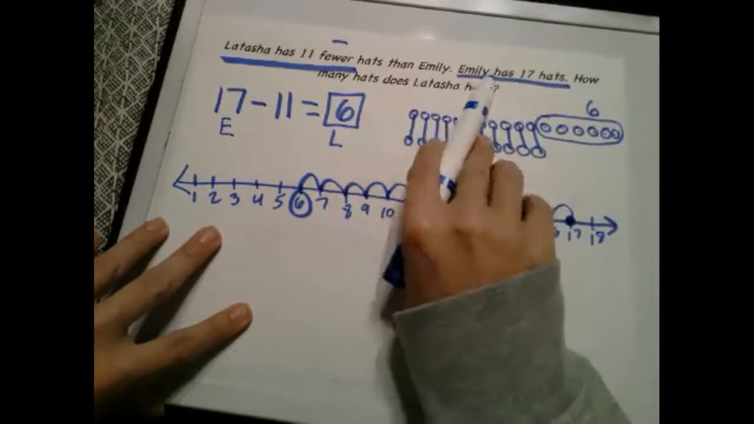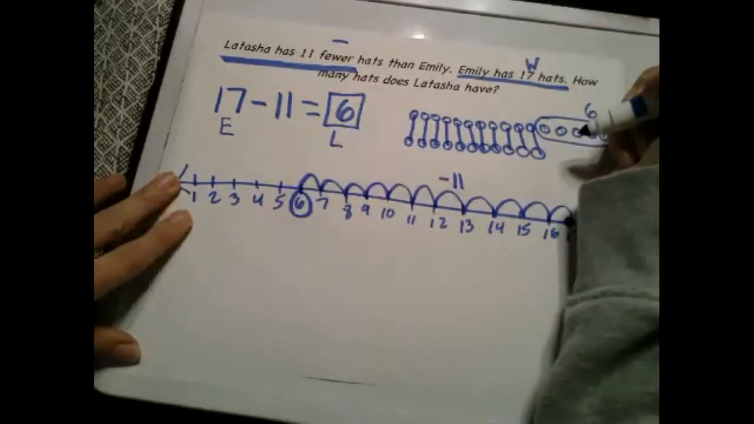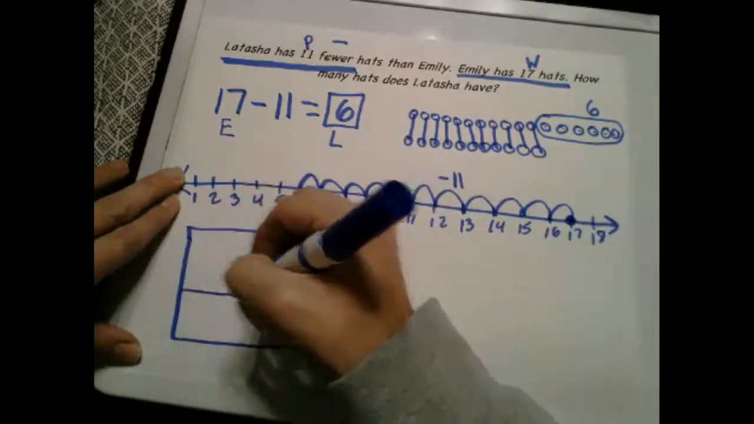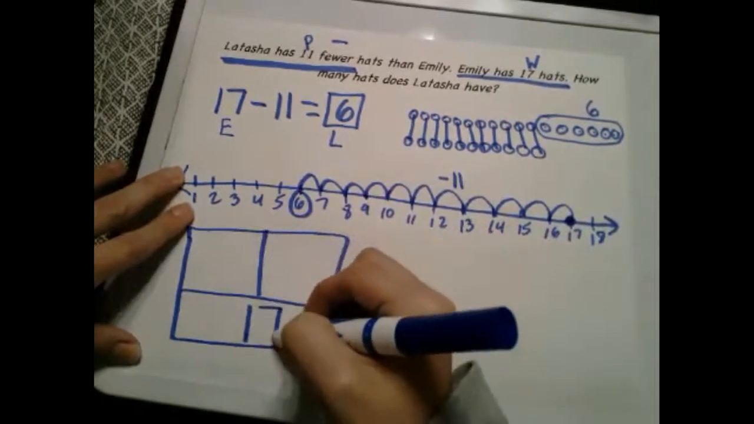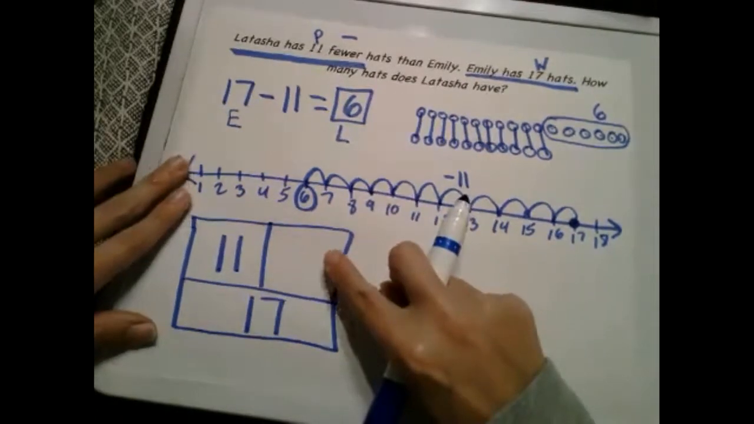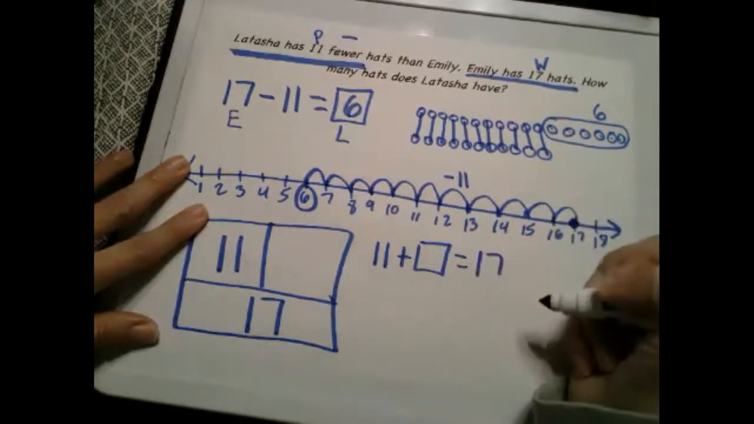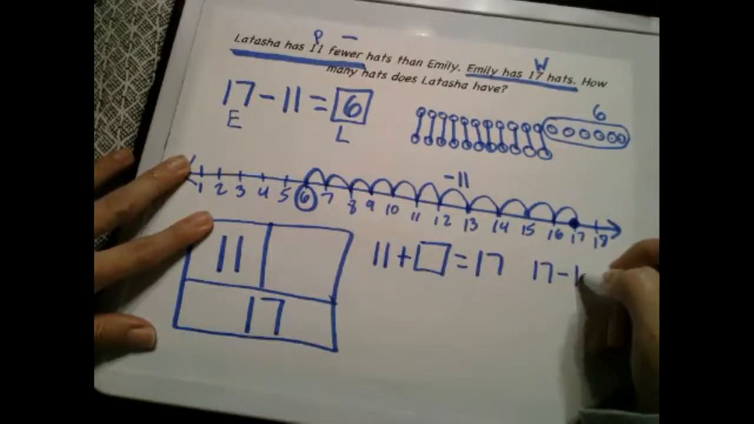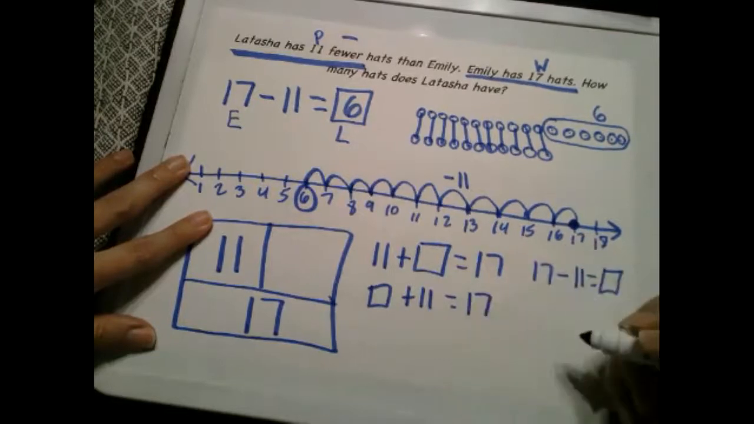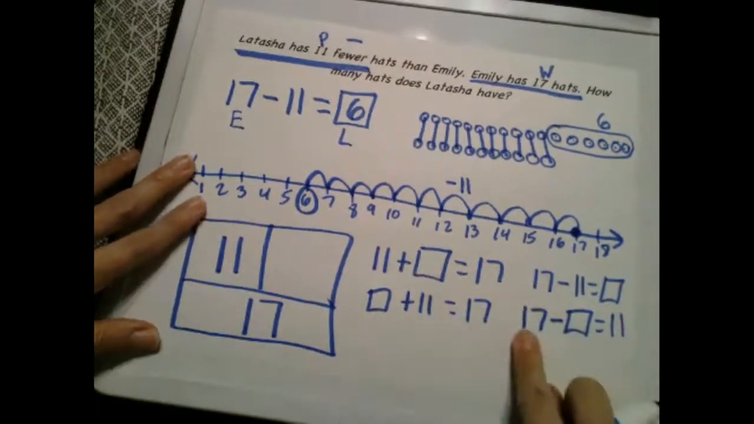I know that since Emily has 17 and Latasha has 11 fewer, 17 must be a whole, and this 11 is a part. So someone could have used a part whole to think about their problem. We know 17 is how many Emily had. Latasha had 11 fewer. So what I want to know is the difference. I know that 11 plus that other part is going to give me the whole. I know that the whole minus 11 will give me my part. I know that the part plus 11 will give me my whole, or that 17 minus the part will give me 11. This is what we call a fact family.